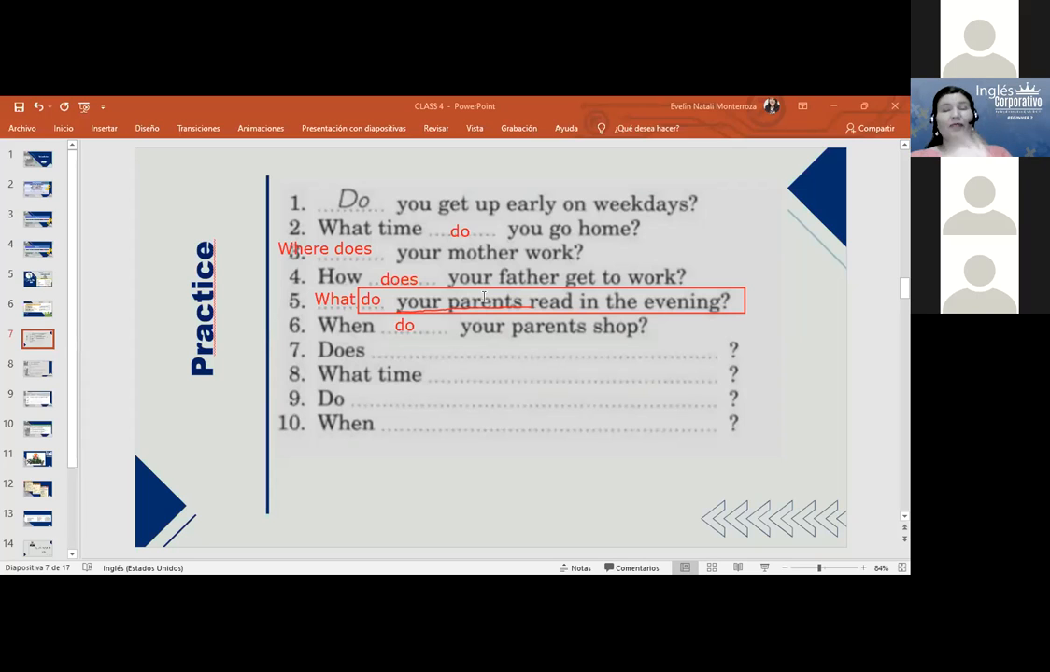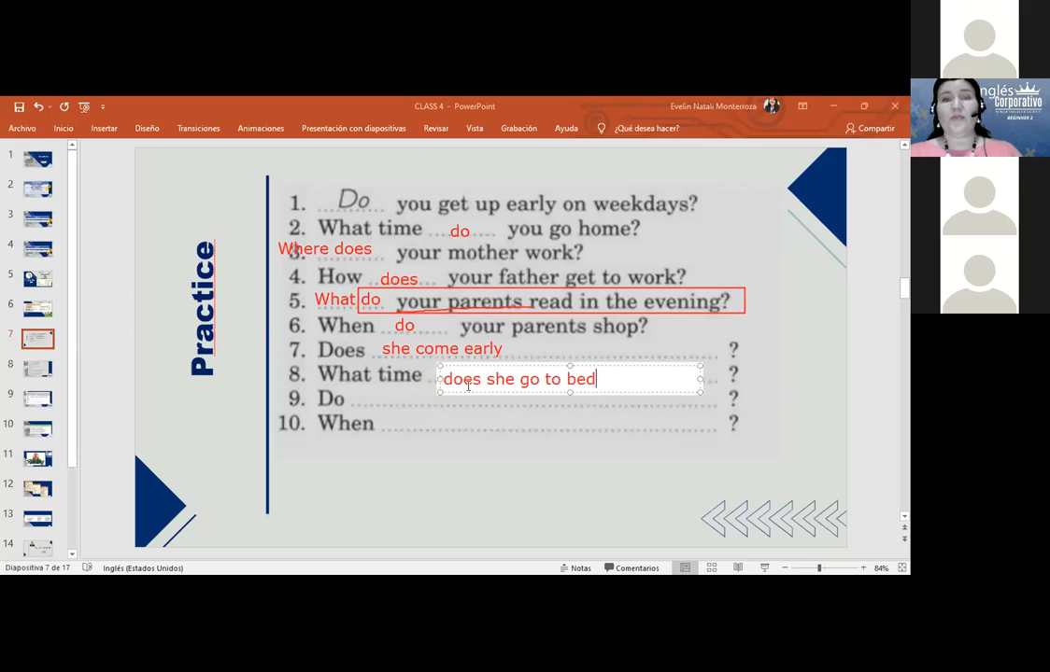I will leave you the time for you to invent the question. With does: does she come early? Does she come early? Very good. Good. With what time? What time does she go to the bed? What time does she go to bed? Good, very good.